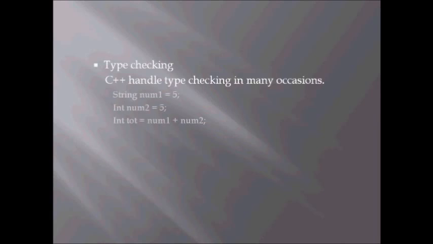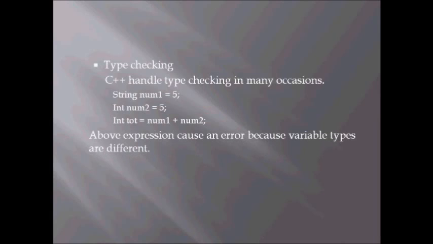Type checking. C++ handles type checking on many occasions. Here is an example. String num1 equals 5, and there is another variable declared as int num2 equals 5. The total is taken to another variable called tot. And here the expression causes an error because the variable types are different.